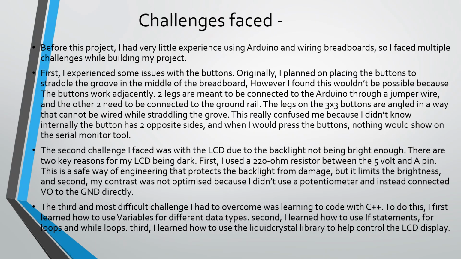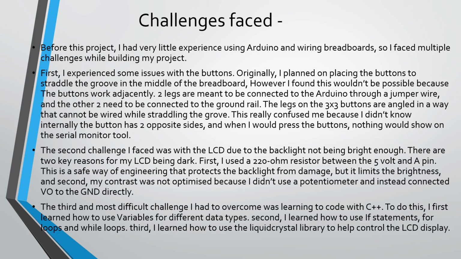First, I used a 220 ohm resistor between the 5V and A pin. This is a safe way of engineering that protects the backlight from damage, but it limits the brightness. And second, my contrast was not optimized because I didn't use a potentiometer and instead connected VO to the GND directly.